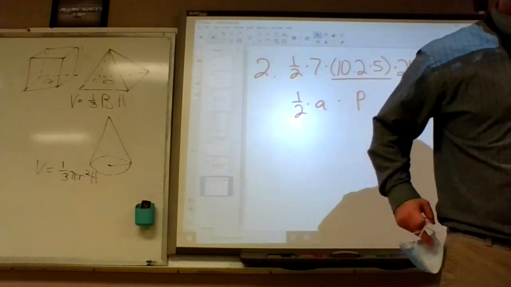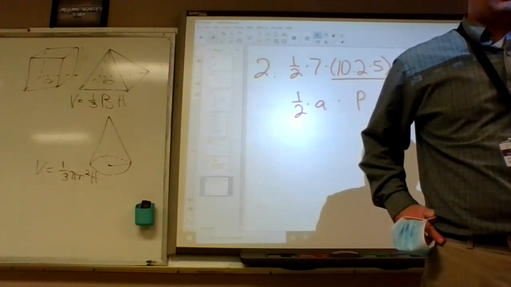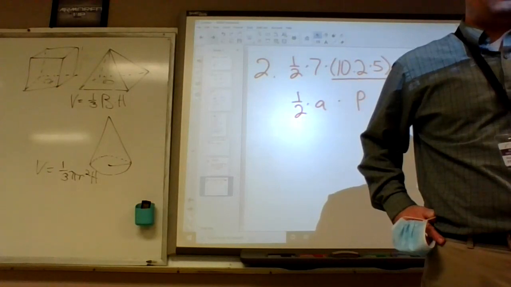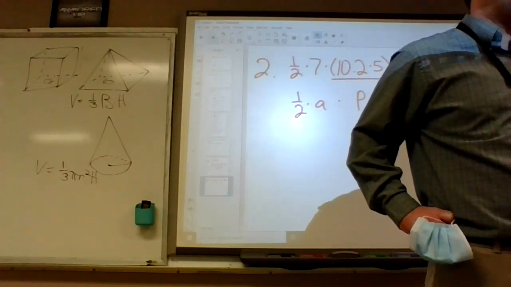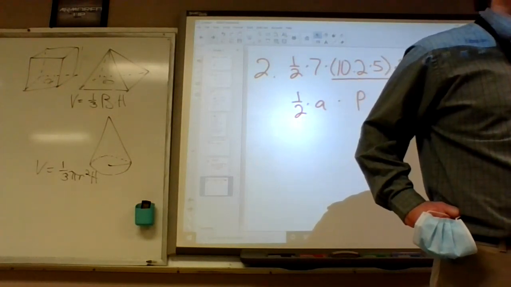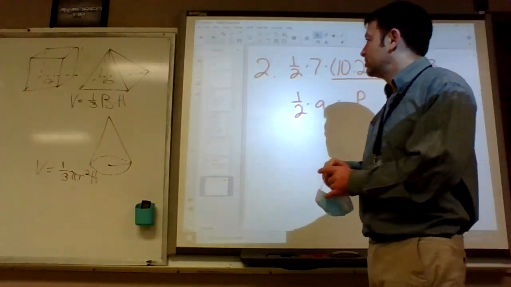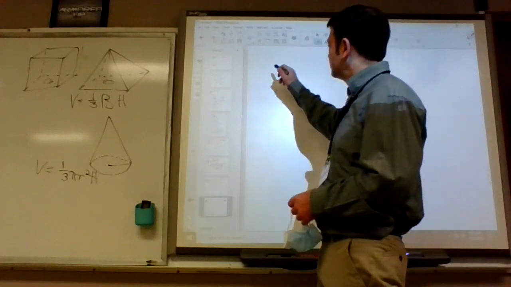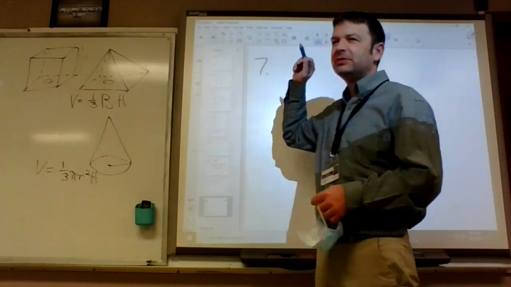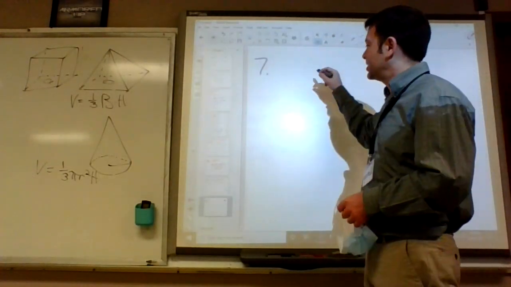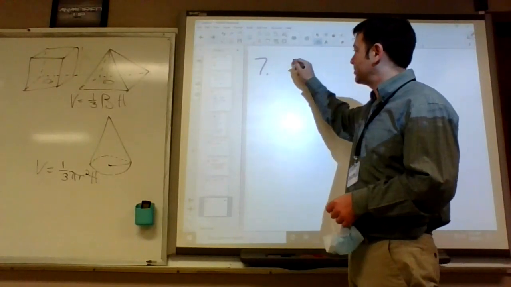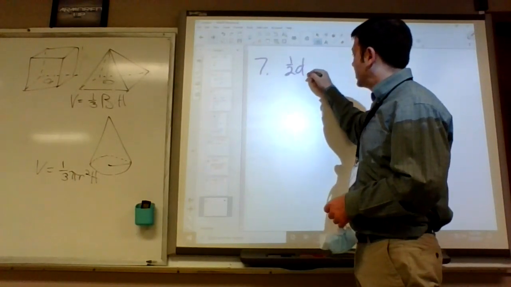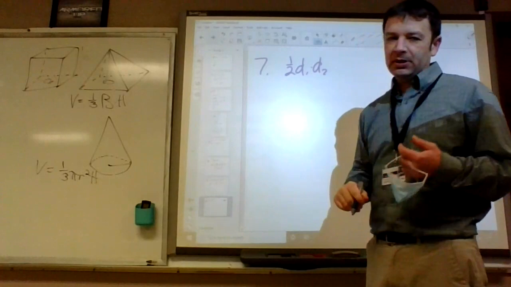Okay, number 7. The base of a pyramid is a rhombus with diagonals equal to 24 and 29 inches. Do we remember the rhombus trick yet with diagonals? Isn't it like diagonal times diagonal and then a half? Diagonal times diagonal divided by 2, or 1/2 times diagonal times diagonal, yes.